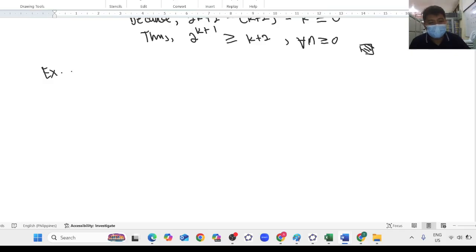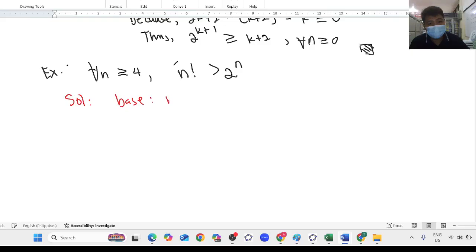Example, na ba ito? 4, 5. I forgot. Okay, anyway. So for any n greater than or equal to 4, we have n factorial is always greater than 2 raised to n. So, solution.